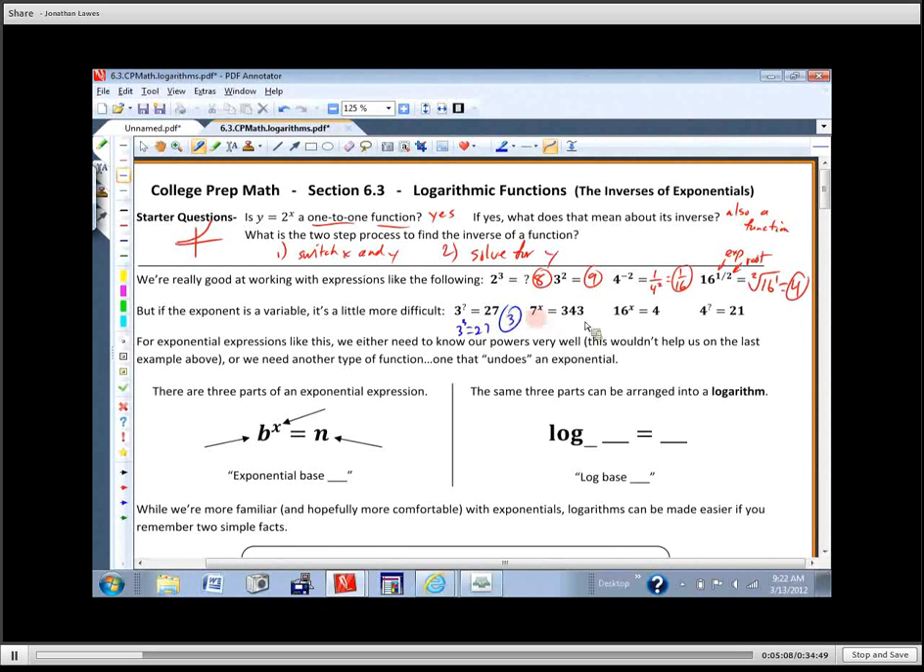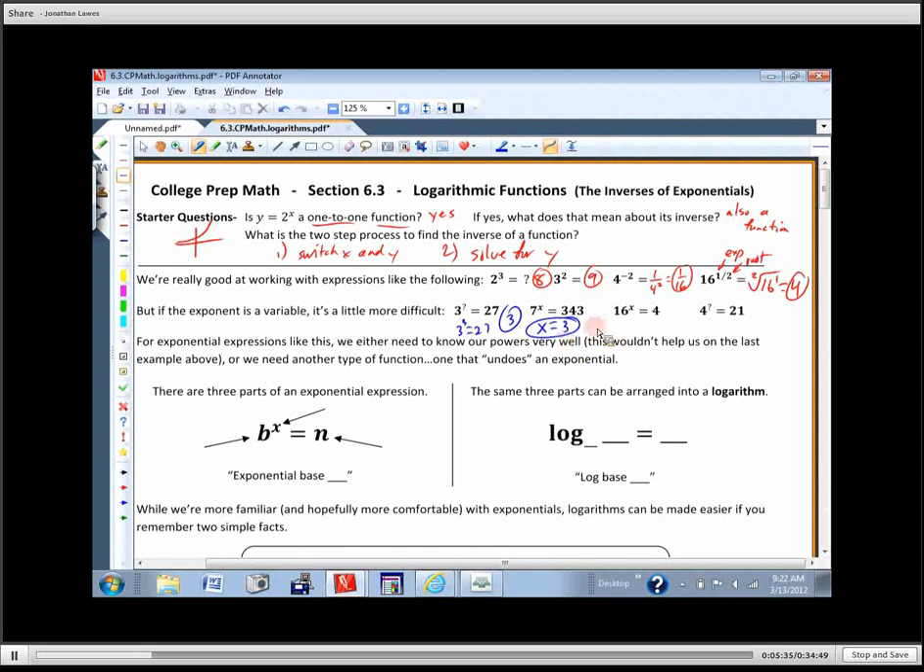7 to the x equals 343. Much more difficult problem, not something that we're typically familiar with, 343. So 7 to what power? How many times do we need to multiply 7 by itself to make 343? Well, let's see. 7 times 7 is 49. Is 49 times 7 343? Yeah, it is. So the answer on this one is x equals 3.